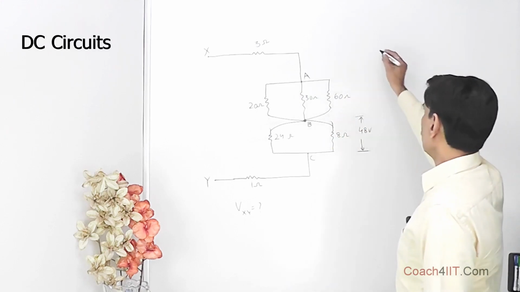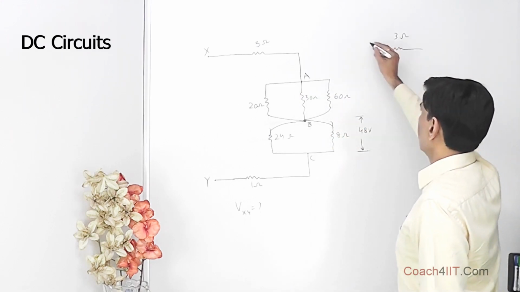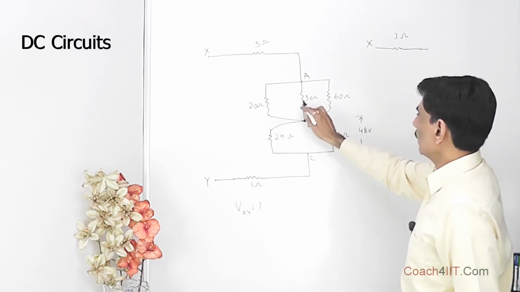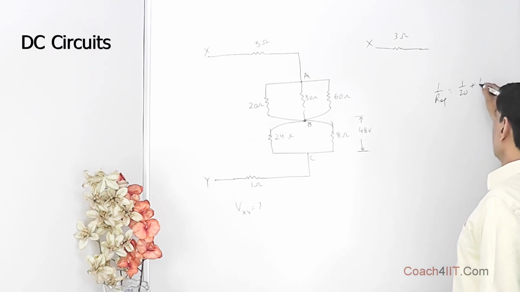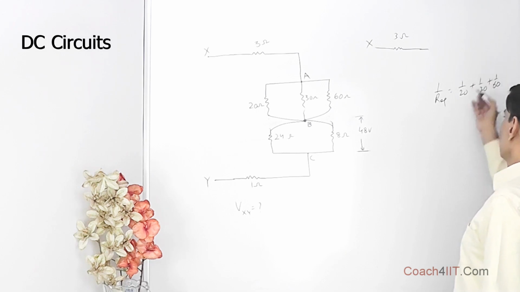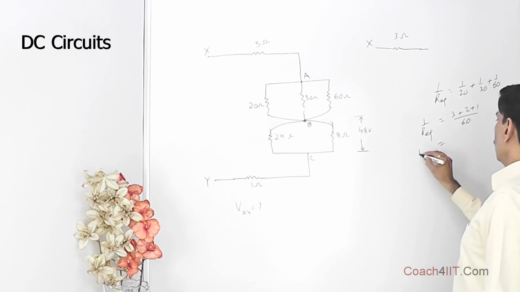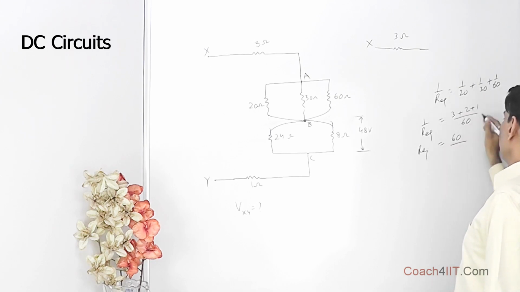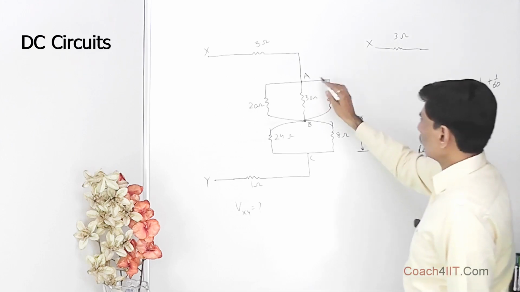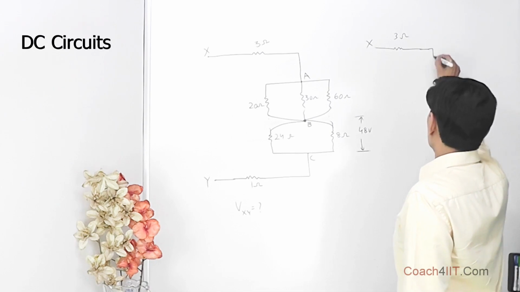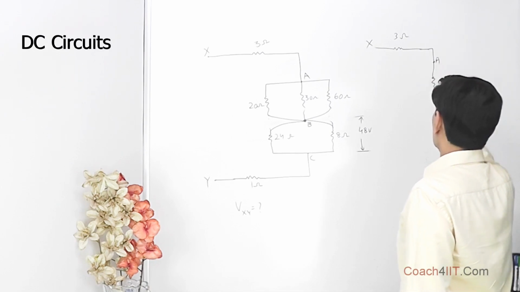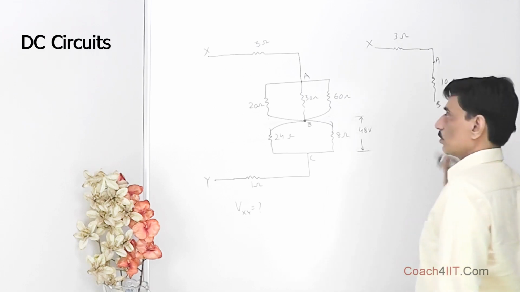So if we redraw this network, this is 3 ohm over here, this is X, and these are in parallel, so 1 by R equivalent is 1 by 20 plus 1 by 30 plus 1 by 60. 60 is going to be the LCM, so this is 3 plus 2 plus 1 upon 60, so R equivalent is 60 divided by 6, that is equal to 10 ohm. So between A and B, we can replace it by a 10 ohm resistor.